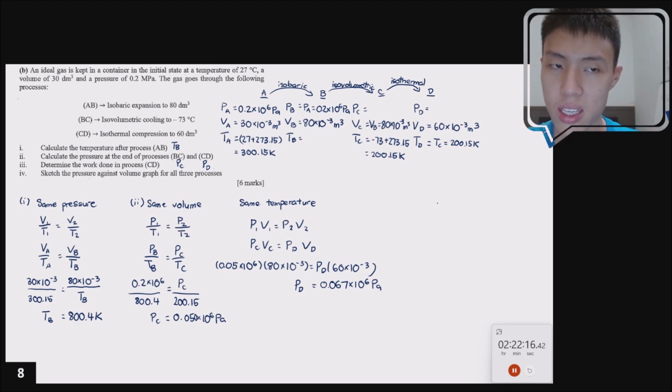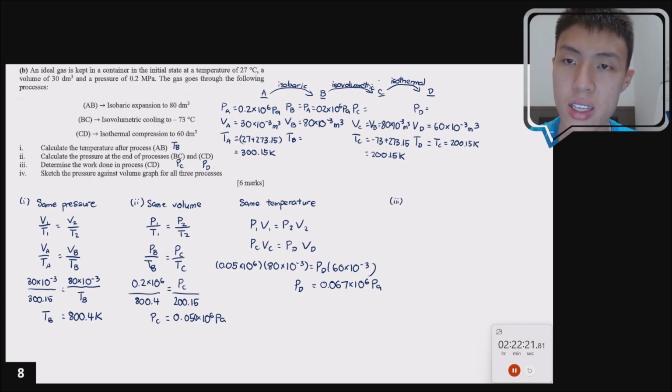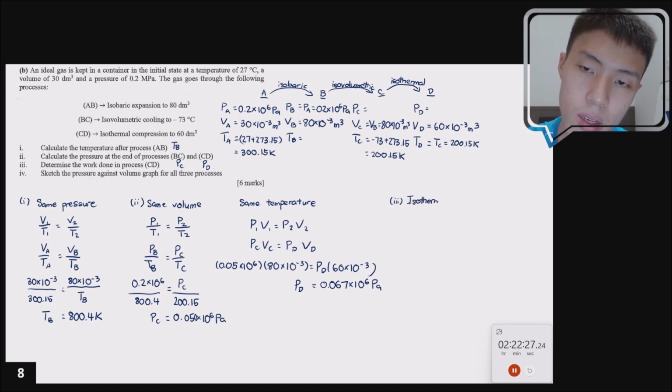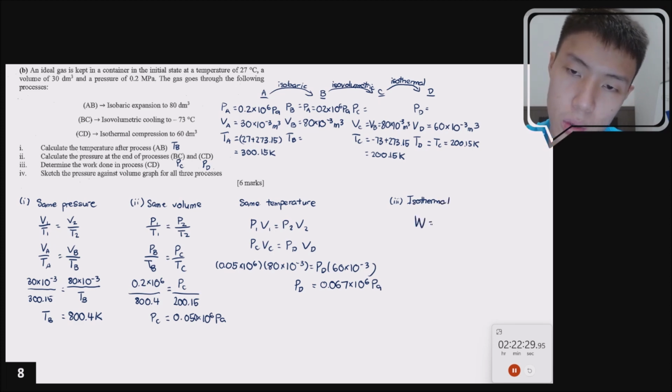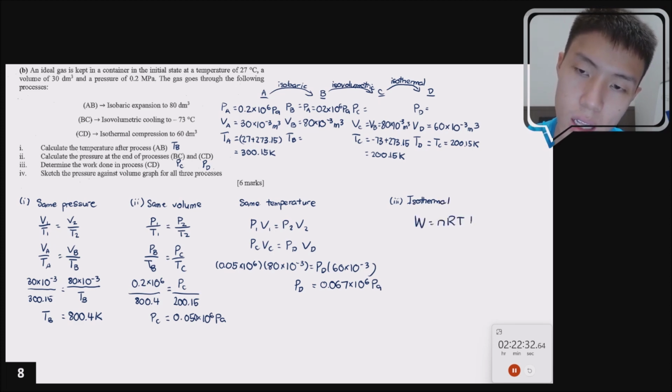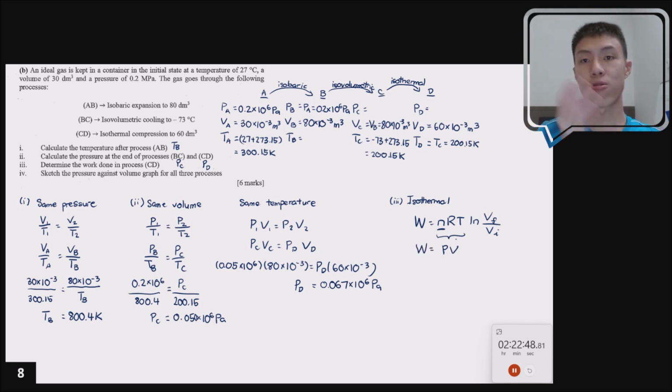Question 3 asks for the work done in process CD. Process CD here is an isothermal process. So because it's isothermal, the work done equals nRT ln of V final over V initial. The information that we don't have here is the number of moles, so we are going to convert nRT into PV because we have both P and V. But the main issue is the PV for which state? PC VC or PD VD? PC VD, PD VC, which one?